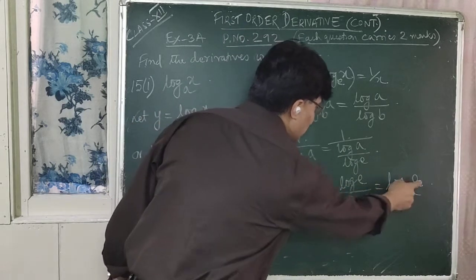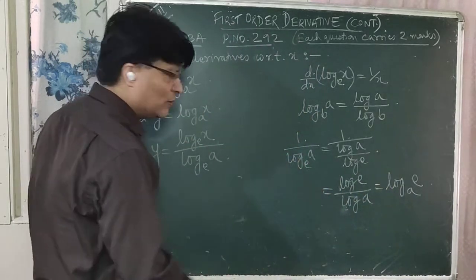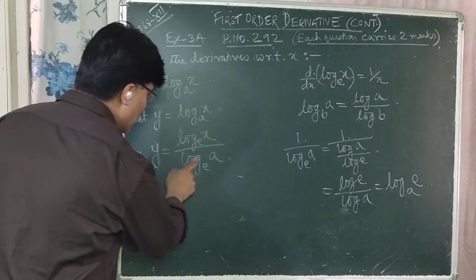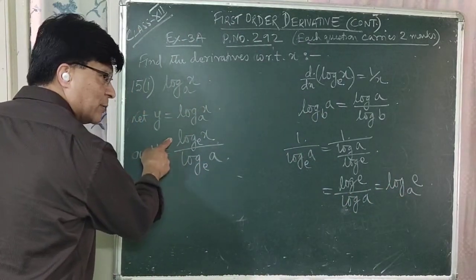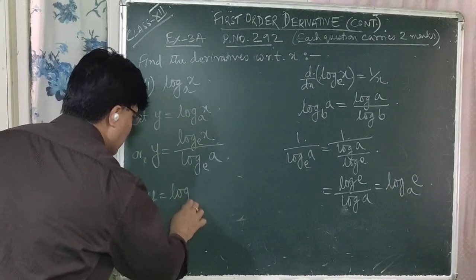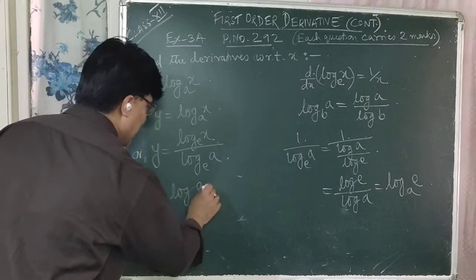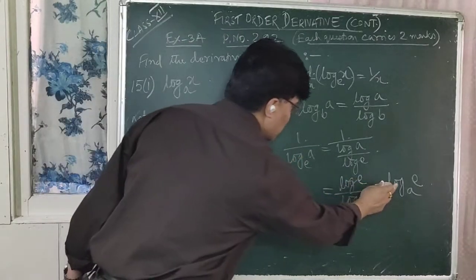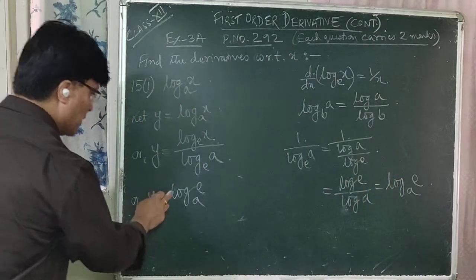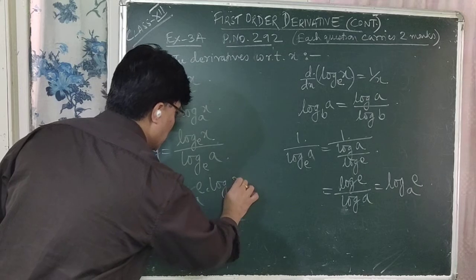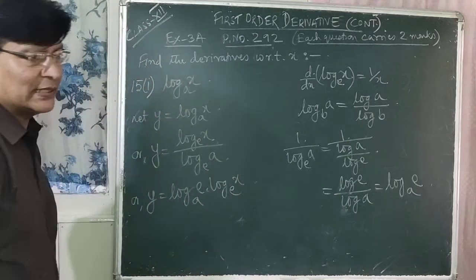Directly you can just flip it, that is log e base a. Similarly, when this log a base e goes up in the numerator, it becomes log e base a. So y is equal to log e base a into log x base e.